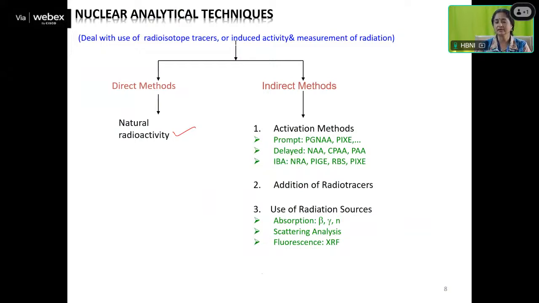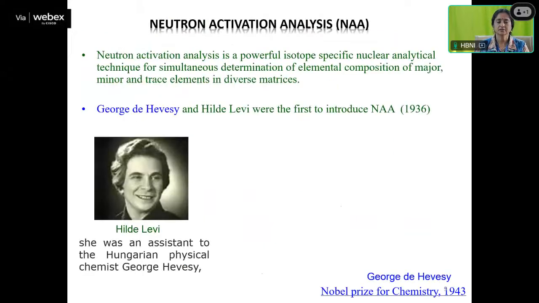Then indirect methods are there, where activation methods are there, prompt gamma, delayed gamma, then ion beam analysis like nuclear resonance analysis and PIGE, RBS, PIXE. Then addition of radiotracers, use of various radiation sources are also there: absorption, scattering analysis, fluorescence, so XRF. So we will be looking into this and looking into the NAA. These two we will be looking into in detail.